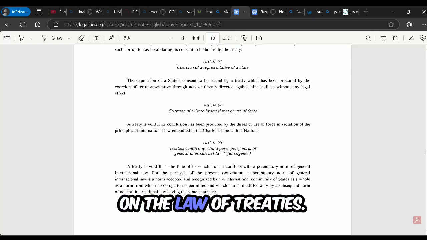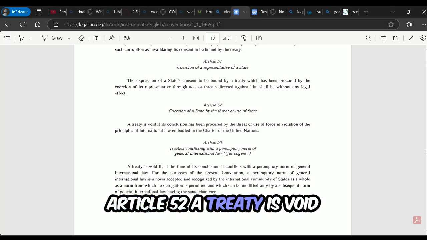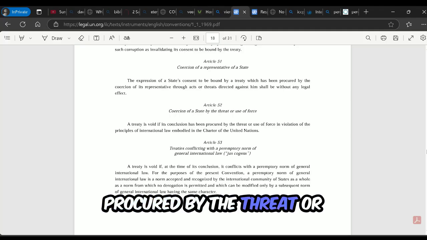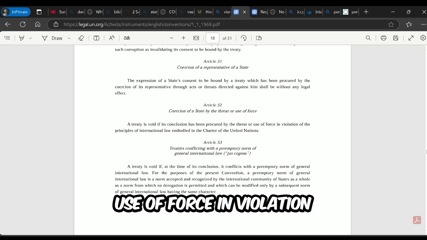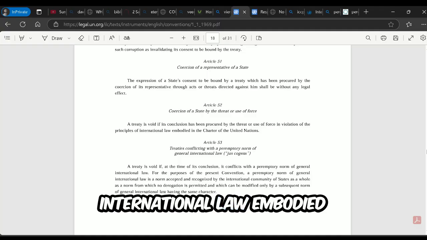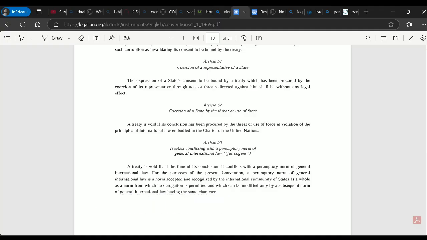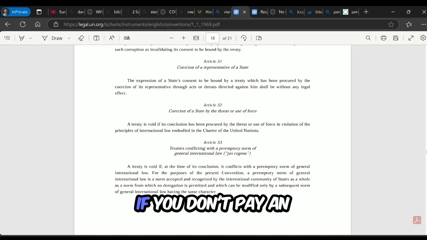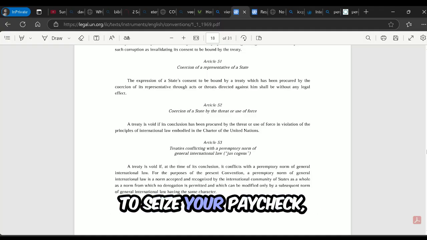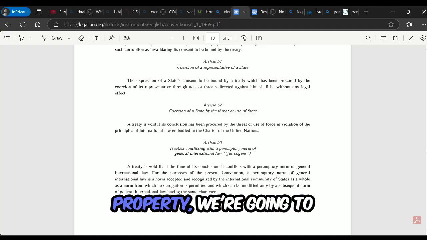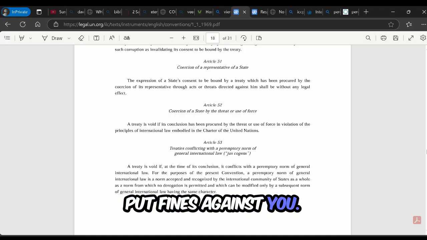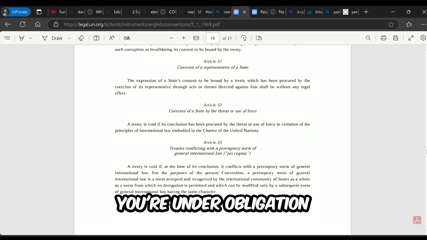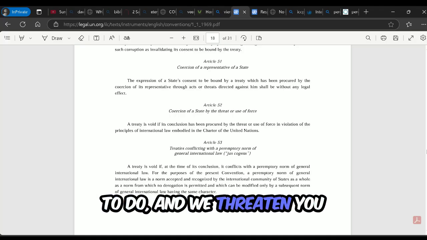Vienna Convention on the Law of Treaties, Article 52. A treaty is void if its conclusion has been procured by the threat or use of force in violation of the principles of international law embodied in the Charter of the United Nations. So the state party Canada uses threats against you and says that if you don't pay an income tax, we're going to seize your paycheck. We're going to seize your property. We're going to put fines against you. We threaten you. You have to perform this treaty. You're under obligation to do what we tell you to do. And we threaten you to make sure you do it.